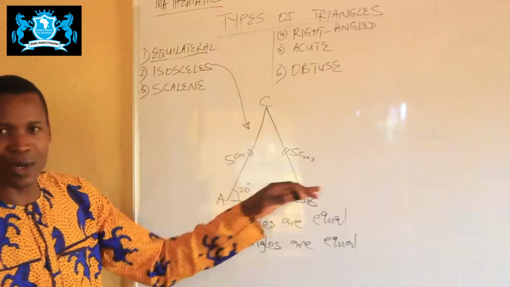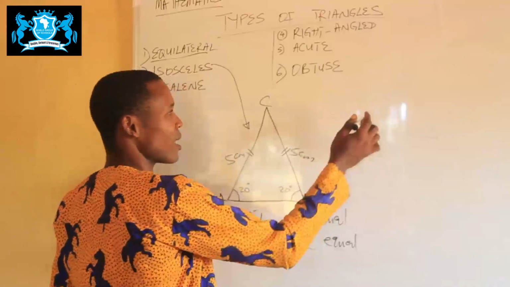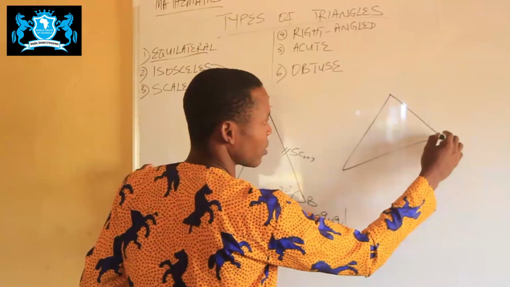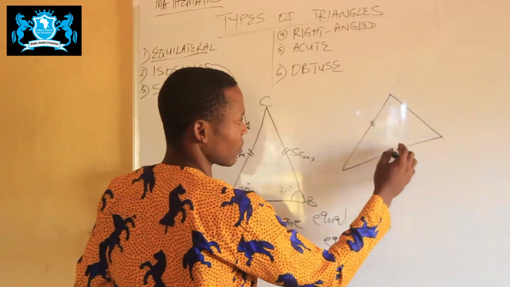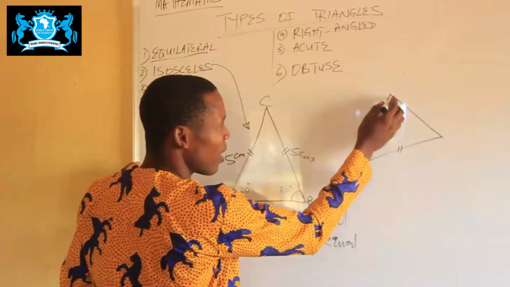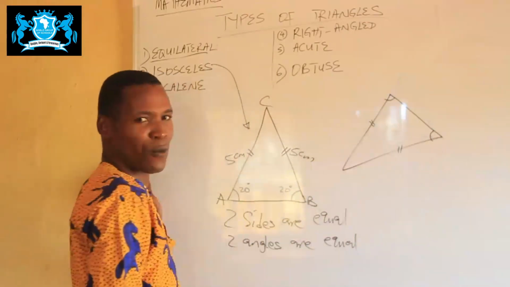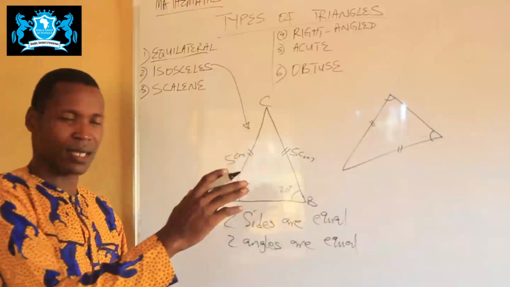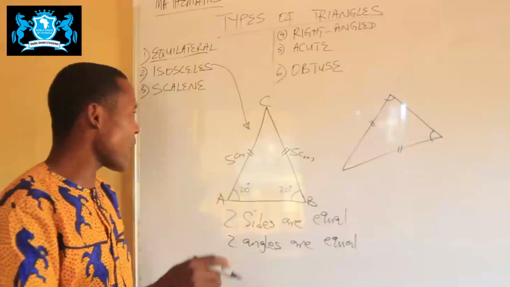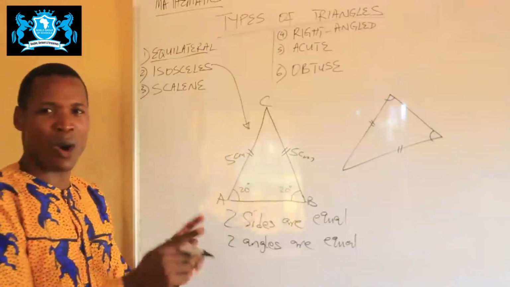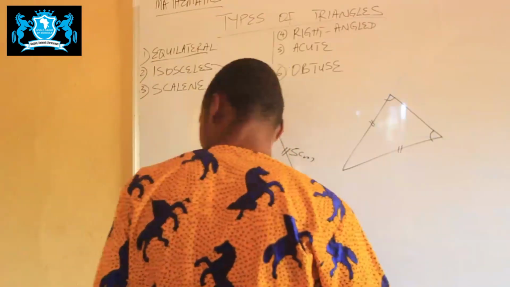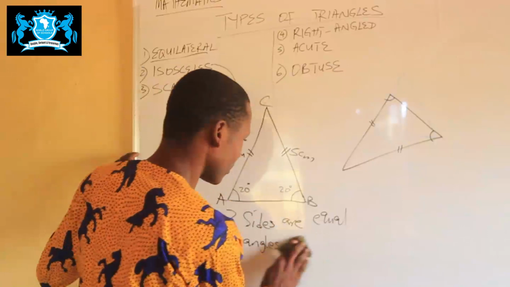The two base angles are equal. Also, they can give you an isosceles triangle this way. This is also an isosceles triangle. What it means is that here and here are equal, and here are equal. No matter how the shape is drawn or placed, it is also an isosceles triangle. Whenever you see two sides being equal and two angles being equal, you call it what? An isosceles triangle. I hope you are following.